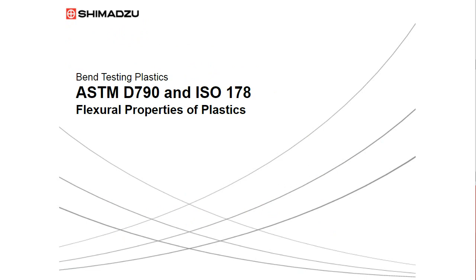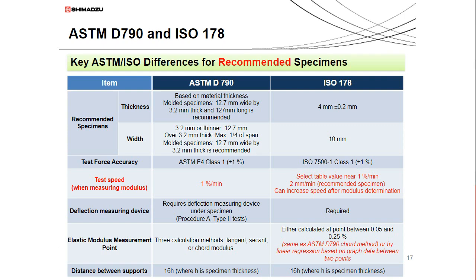Next, on to ASTM D790 for the flexural properties of plastics and the complementary ISO standard 178. Once again, here's an overview of the essential specifications for running a bending test. They're going to come down to specimen dimensions, test force accuracy, test speed, deflection measurement device, how elastic modulus is determined, and some of the geometry of the hardware that's being used.